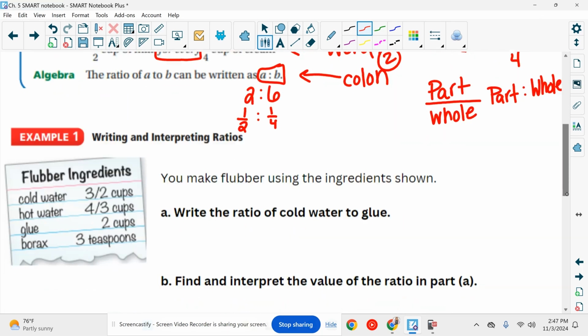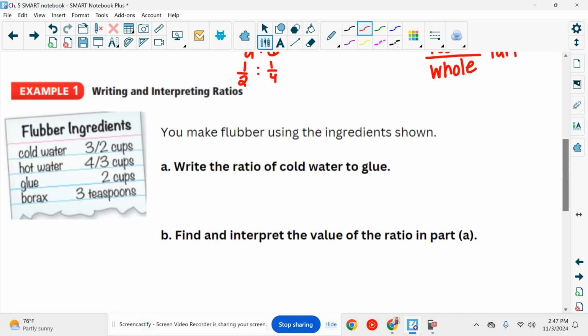Alright, so let's start applying this information here. So example 1, you're making flubber, which is kind of like our slime that y'all make. I don't know if y'all ever saw the Flubber movie, but there's a movie about flubber as well. But these are the ingredients needed to make flubber. We've got cold water, hot water, glue, and borax. Maybe you can take this home and try it yourself.